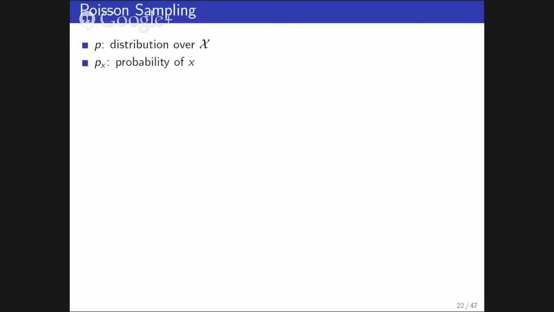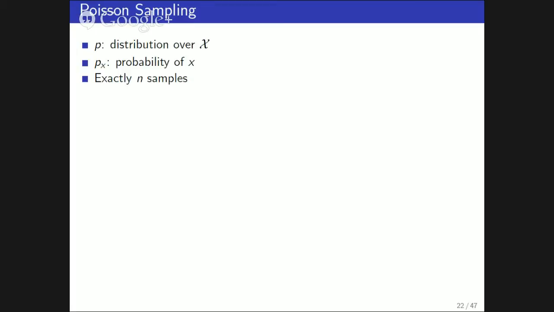P is a distribution over some alphabet X, and Px is the probability of x. Okay. And we want to show that Good-Turing is actually an unbiased estimator. So that's a good part of it. It shows you that it's the right thing to look at. The question will be like the variance. Maybe you can believe it's not high.